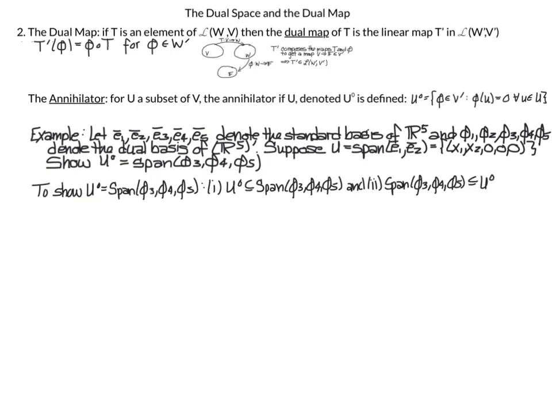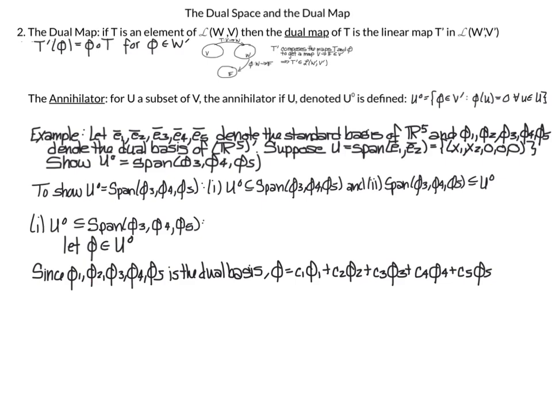To show this equality between our annihilator and the span of phi3, phi4, phi5, we're going to take the standard tactic of showing equality of two sets, which is to show that the first set is a subset of the second set, and also the second set is a subset of the first set. Hence, the two sets must be equal. We will start with the first containment, that the annihilator of U is contained in the span of phi3, phi4, phi5. We're going to start by letting phi be in the annihilator of U.